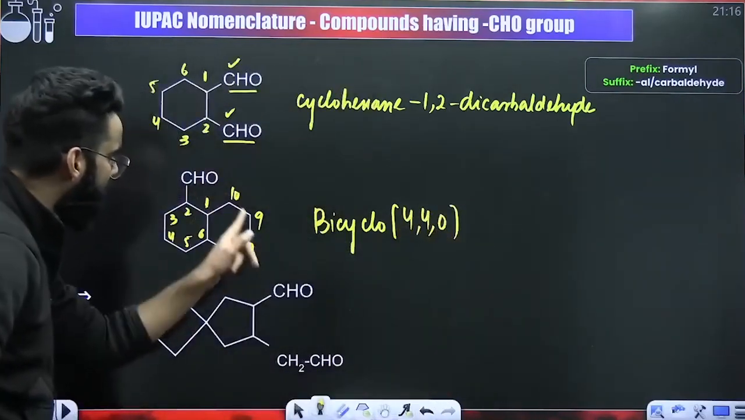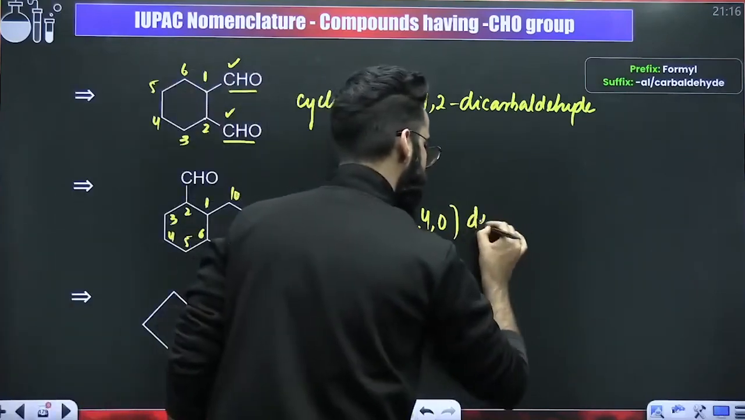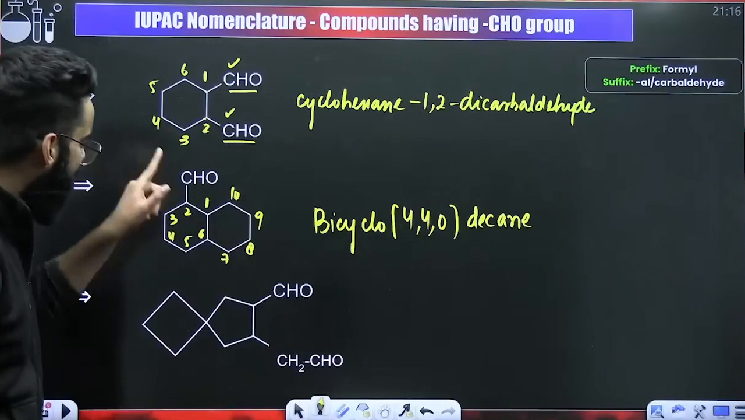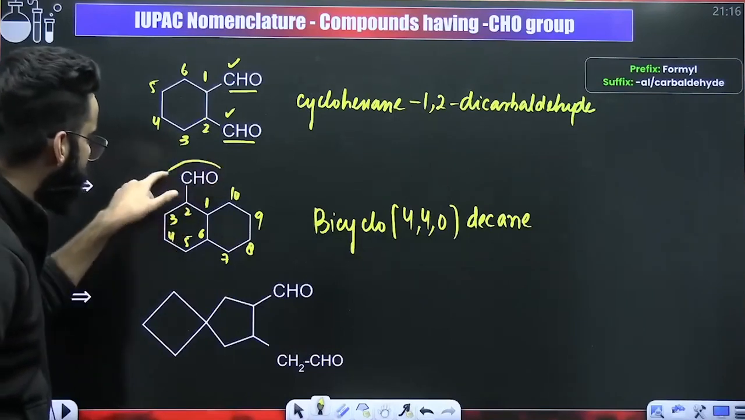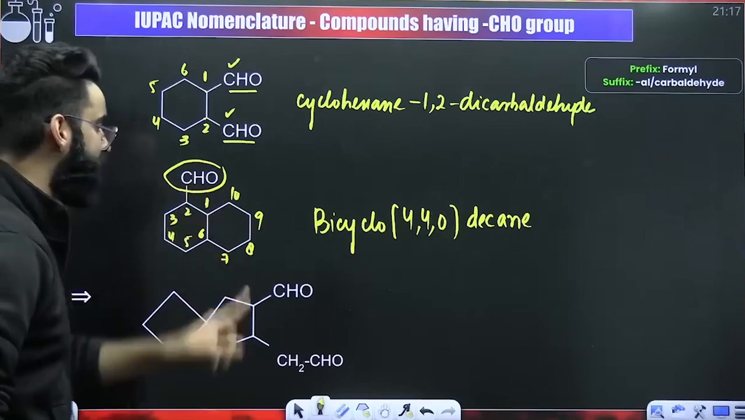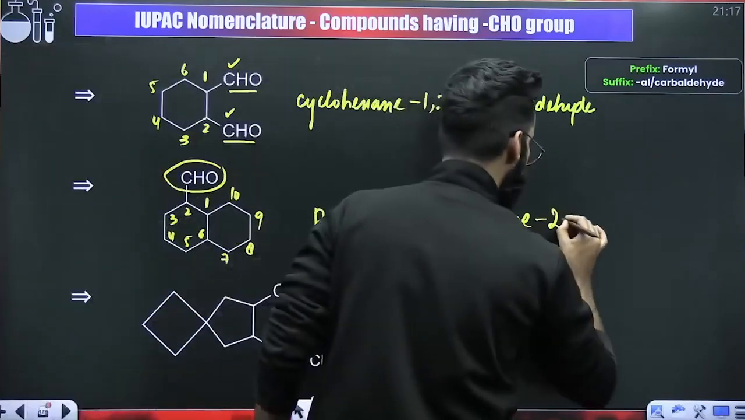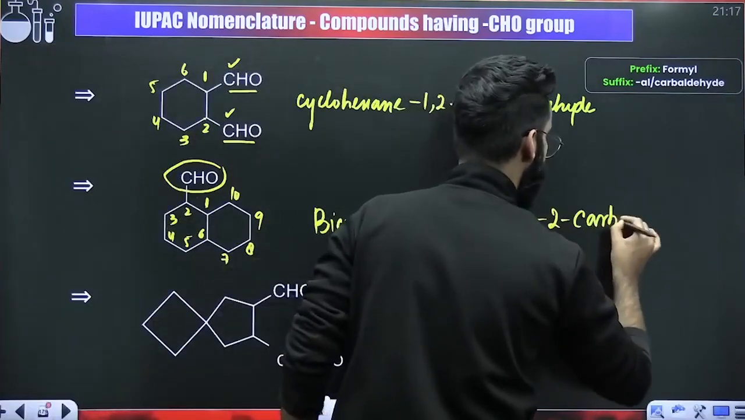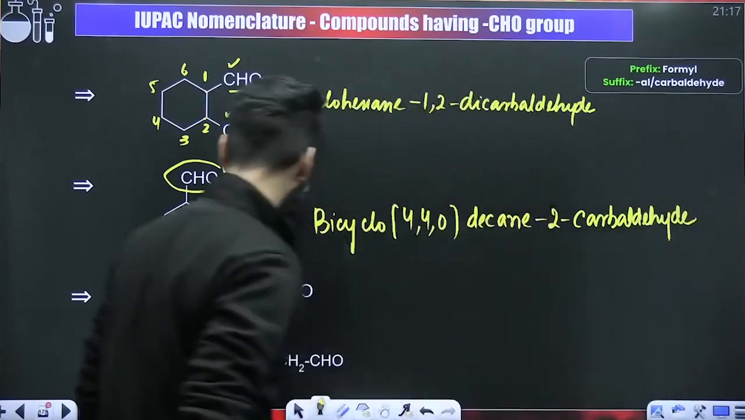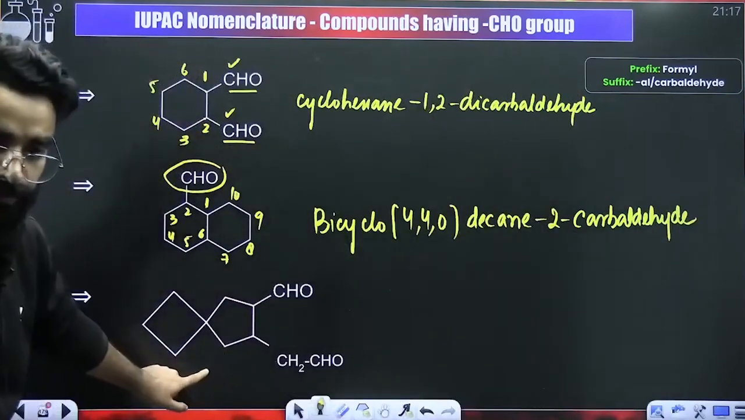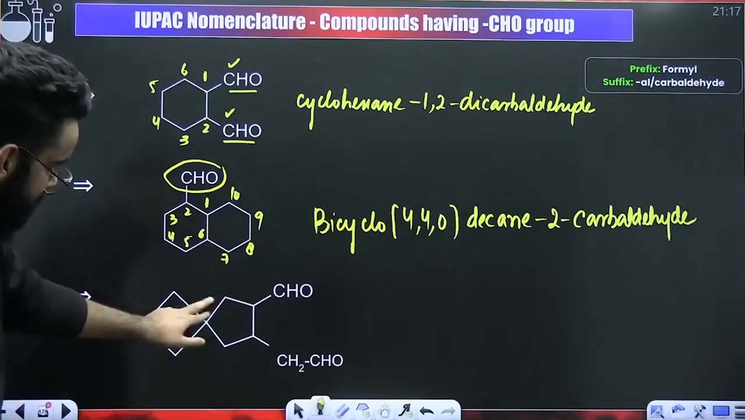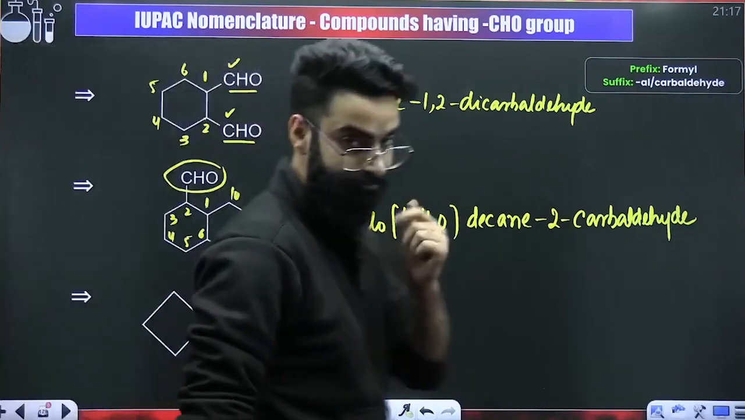Now tell me how many total carbon atoms? 10. So it's dec. Everywhere is a single bond. Decane. Now, at carbon number 2, there's a functional group, right? Which functional group? Aldehyde. The carbon of aldehyde is not the part of the main chain. So at carbon number 2, you'll be writing carbaldehyde, because its carbon is not the part of the main chain. The next one, it's a very good one.